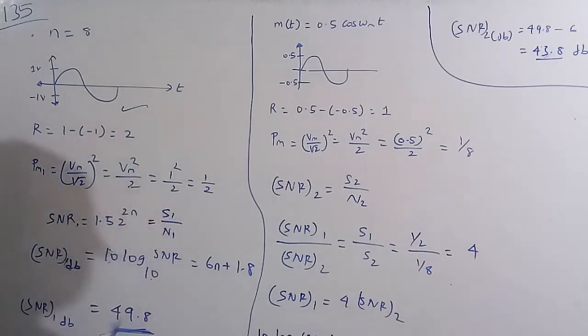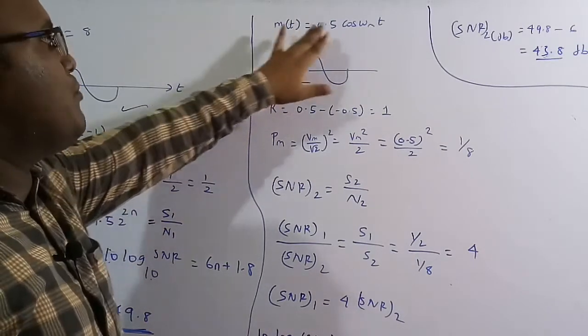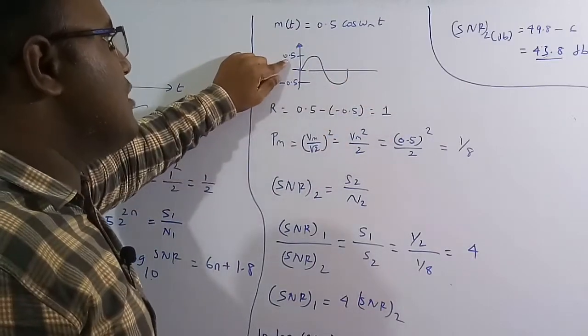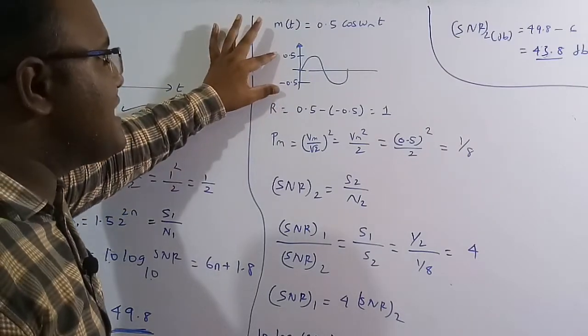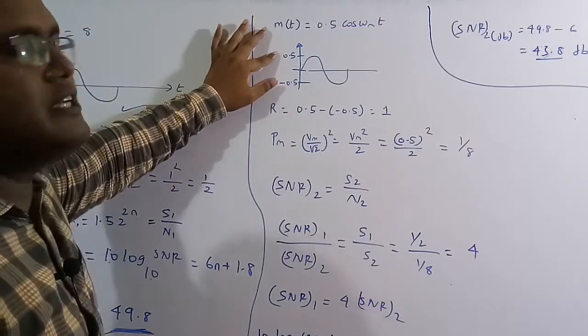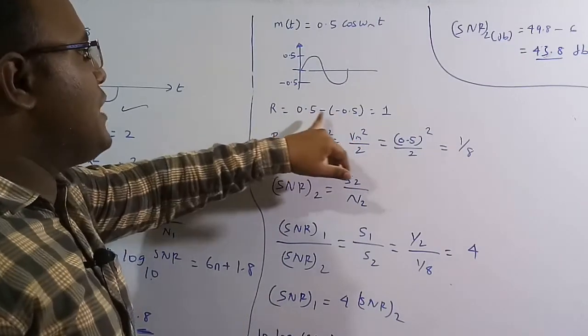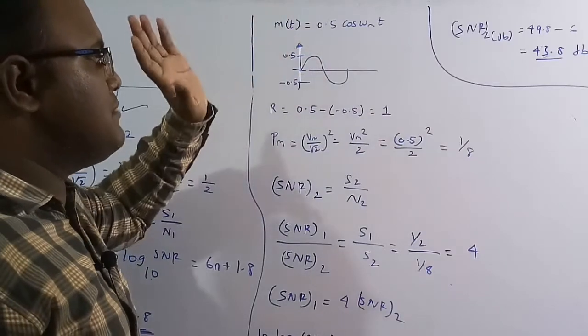Now for the second one we have to figure out. Here the message signal is m of t equal to 0.5 cos omega mt. This is the diagram here. Positive peak value 0.5, negative peak value minus 0.5. I want to know the range of this signal, meaning the peak to peak voltage, which is maximum voltage minus minimum voltage value, 0.5 minus of minus 0.5, which is 1. This is also called the peak to peak voltage of this message signal.